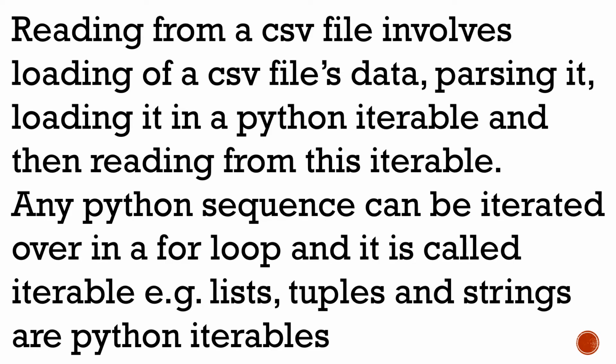Like in a list, you can write for I in L, where L is a list and I will pick up one element at a time with the execution of the loop. So that is why list is an iterable in Python. Similarly, other iterables are tuples and strings. So once the data read from the CSV file is stored in memory in the form of a Python iterable, the data can be manipulated with the help of Python statements.